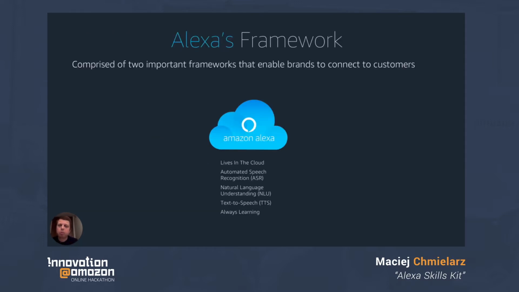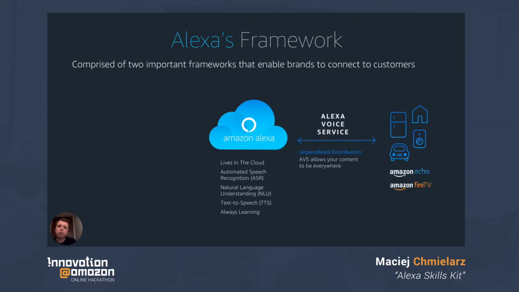And how does it work? Well, Amazon Alexa is a service in the cloud, so it uses automatic speech recognition, natural language understanding, and text-to-speech speech synthesis to interact with customers, with users using voice. It is in the cloud, so it is always learning, getting smarter every day. And it's actually built out of two important frameworks that enable brands to connect to customers.